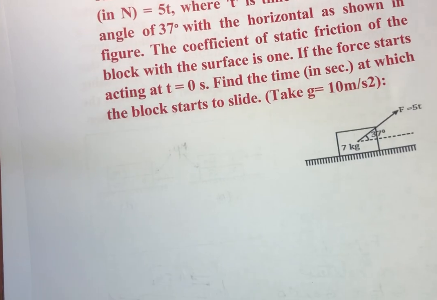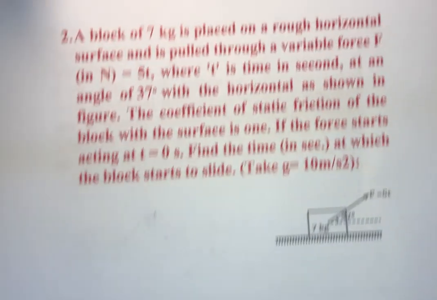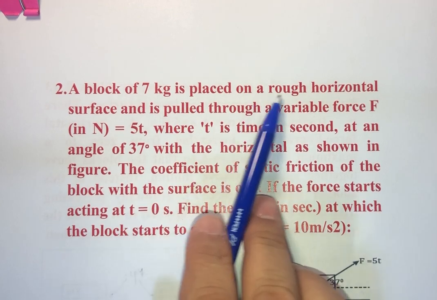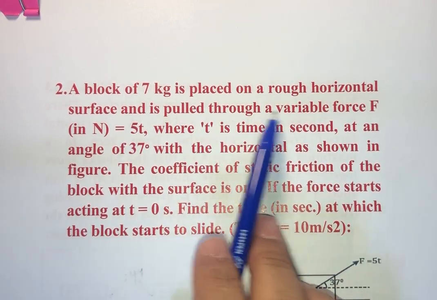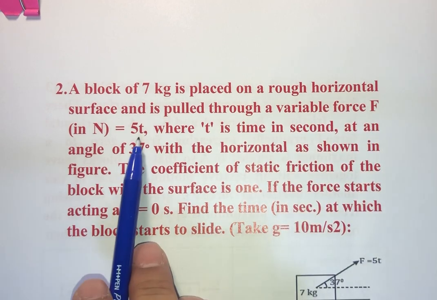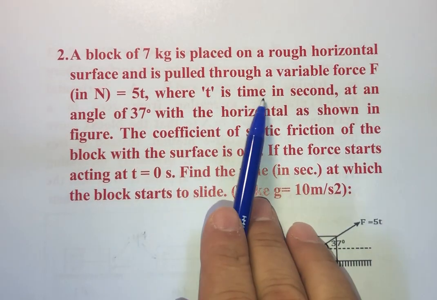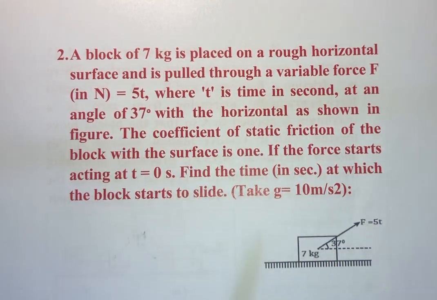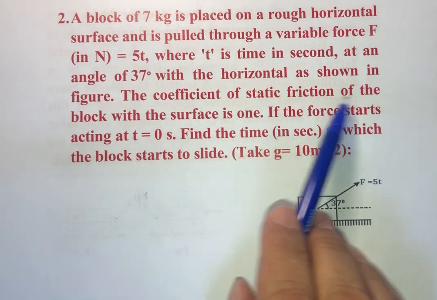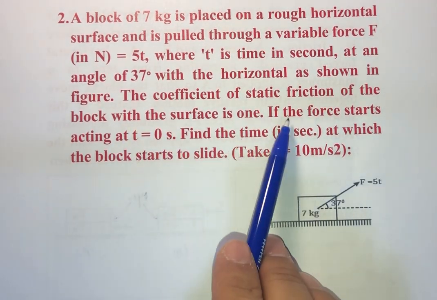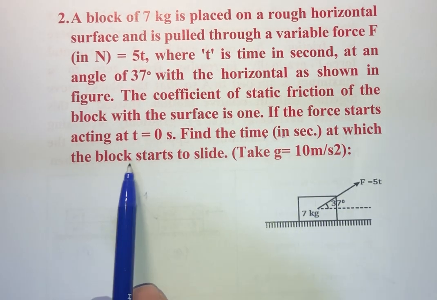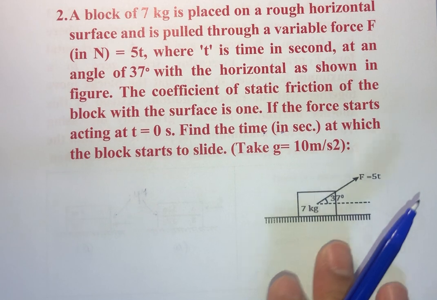So we have now the second question, which states that a block of 7 kg is placed on a rough horizontal surface and is pushed through a variable force F as 5t, where t is in seconds, at an angle of 37 degrees with horizontal as in the figure. The coefficient of static friction of the block with the surface is 1. If the force starts acting at t equal to 0 seconds, find the time in seconds at which the block starts to slide. So this is the figure.